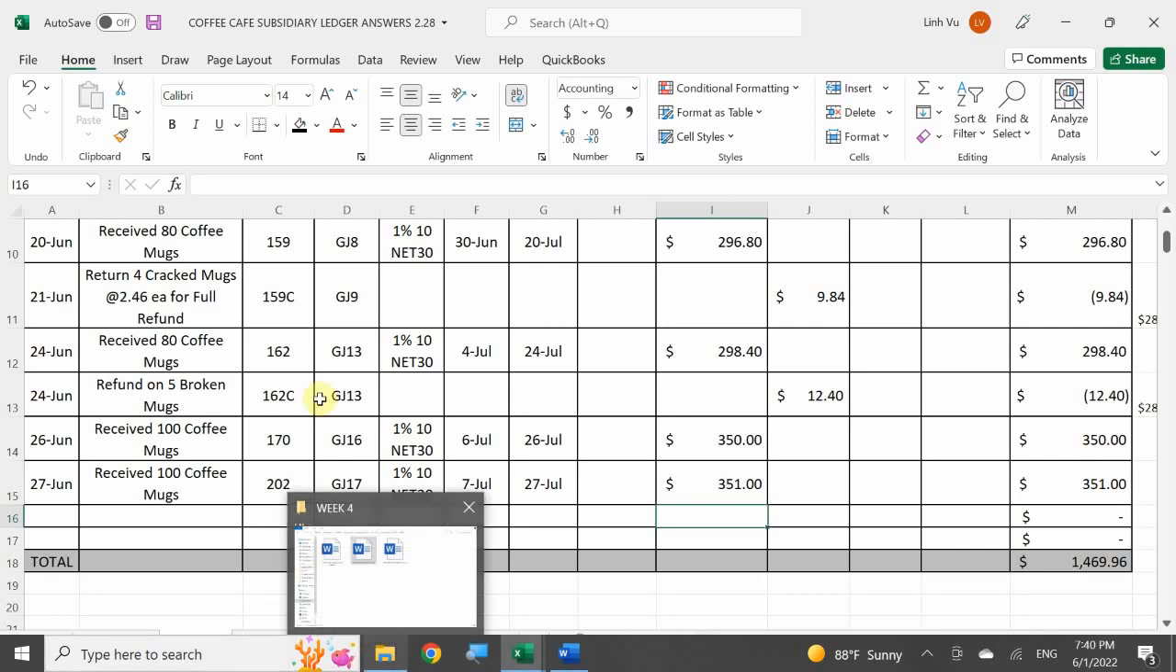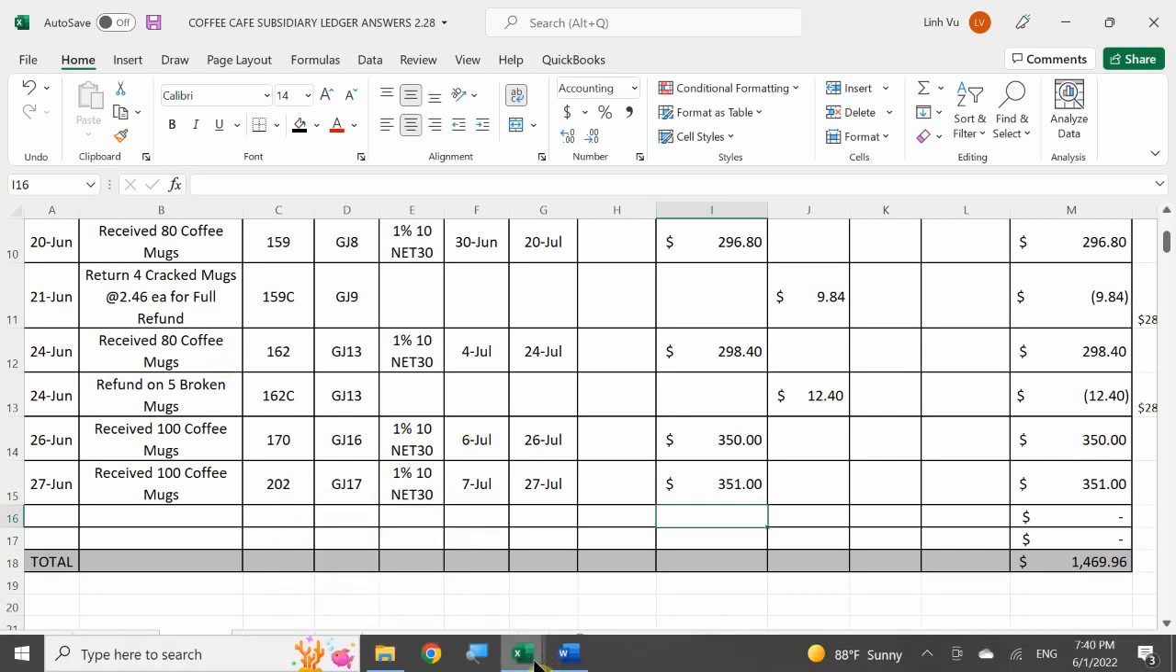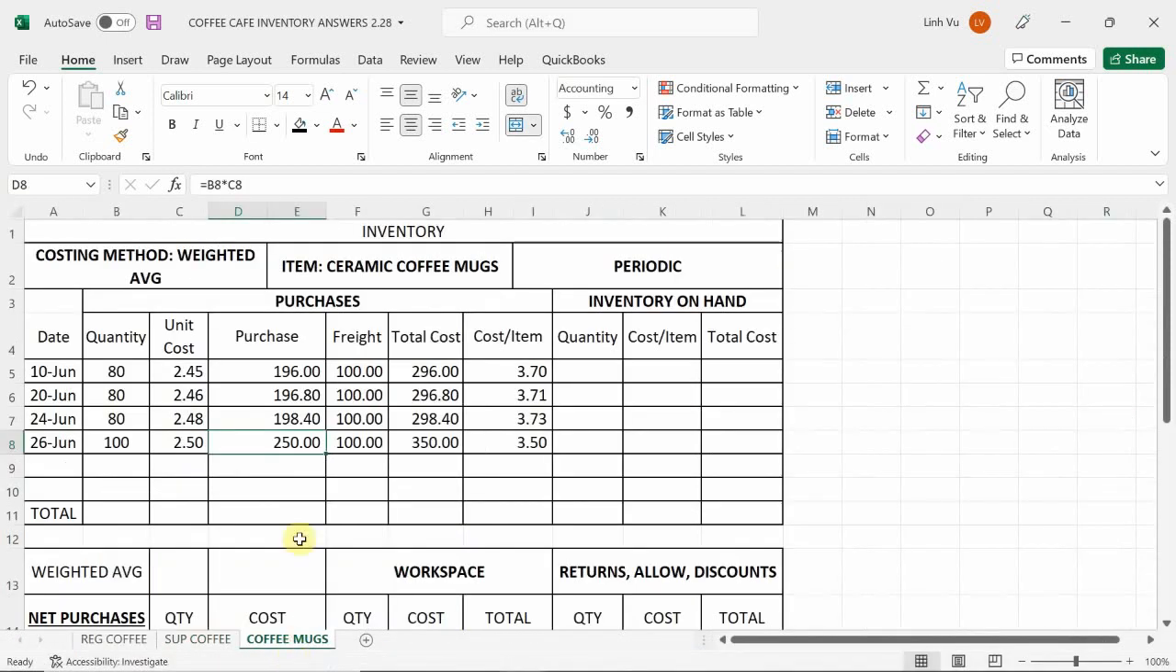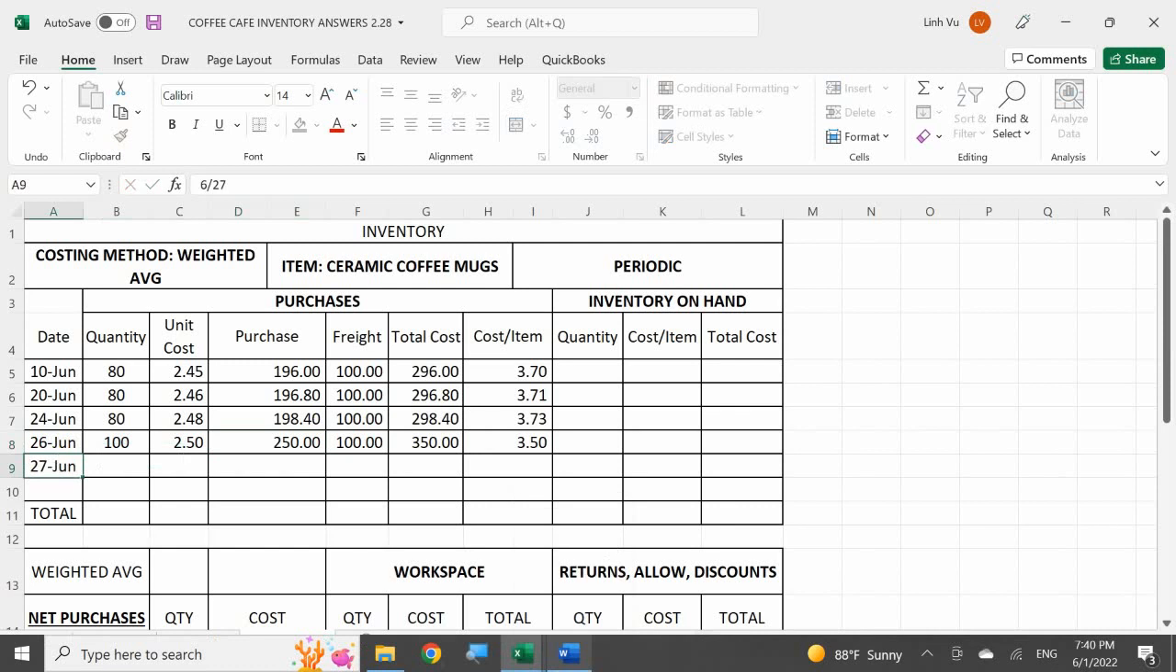All right. So now that we have the ledger, the subledger done, we can go ahead and enter our information into our inventory worksheet. So in this case, June 27, we purchased 100 coffee mugs at $2.51, giving me a grand total of $251 plus 100 gives me a total of $351, which again, as you can see, Excel is acknowledging a pattern and it already solved for me saying it is $3.51 per cup. Okay.